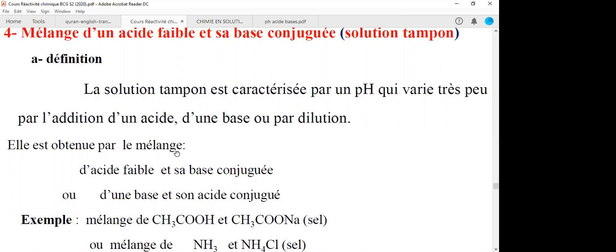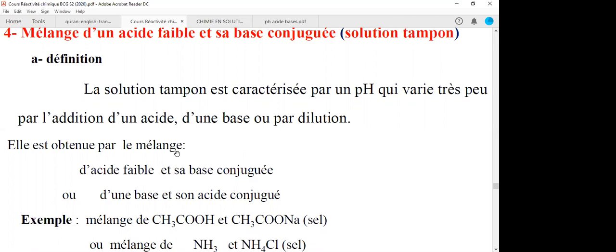So we are going to see why, even if we dilute it and the concentration reduces, this solution does not change its pH. Normally, when we add water, we influence the pH because the concentration has changed.